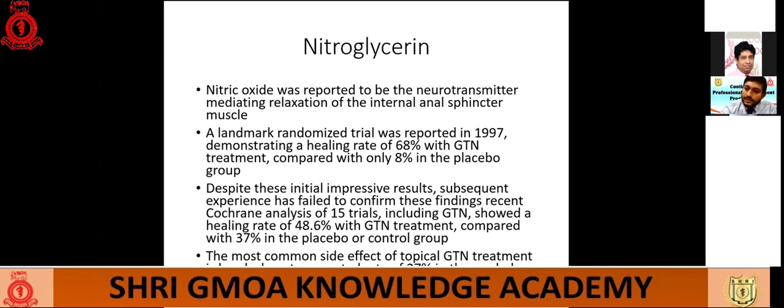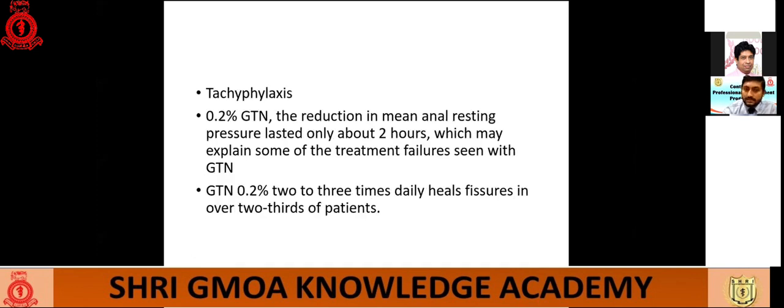Anyway, topical GTN should be used as a first line. After dietary modification, you can use GTN as a first-line treatment. But the problem with local GTN application is that patients tend to get a headache. It's a tolerable headache, but most of the patients, about 60 to 70%, can get it. Another thing is that over time, if you use long-term GTN, they get tachyphylaxis and the desired effect is not there. GTN has a high failure rate mainly because it causes internal sphincter relaxation that doesn't last long. It lasts only for 2 hours. That is why GTN tends to fail in some instances of managing fissures.